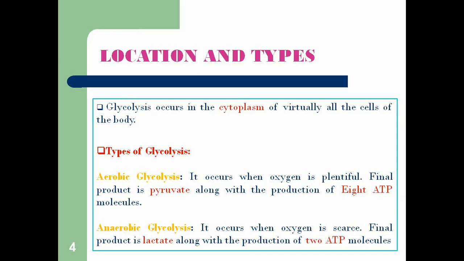Whereas anaerobic glycolysis takes place in the absence of oxygen and it yields lactate along with the production of 2 ATP molecules, and anaerobic glycolysis is the source of energy for erythrocyte and lens. Also, the vigorously contracting muscles derive their energy from anaerobic glycolysis.